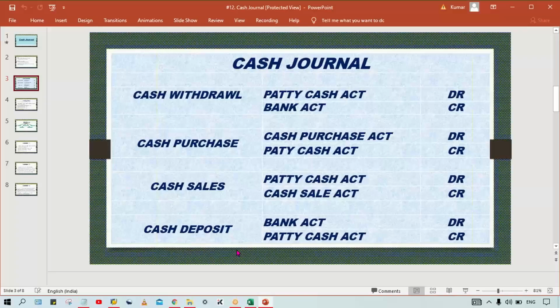What 4 kinds of transactions, guys? Of course, one more was there, and that was later on deleted, right? So what kind of transactions were there, guys? They said, whatever purchases are happening, that we can say cash purchase. Whatever sales are happening on cash basis, that we can say cash sales. So these are the 2.